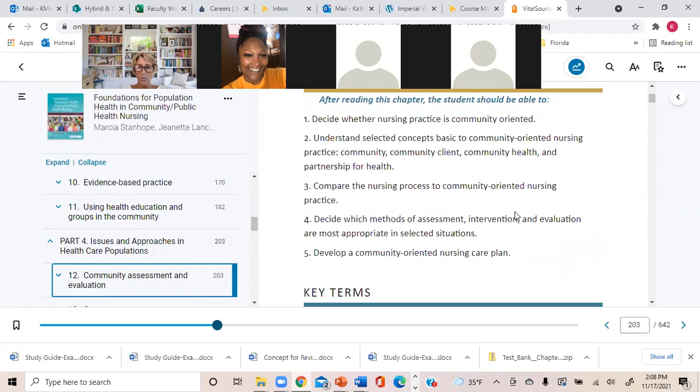Can we answer our questions? Can we answer our objectives? We know why community nursing practice does a community assessment: you are practicing in a community-oriented model. Do we understand that? Yes. I'm not answering for you, but we'll do that. Right? So do we understand selected concepts basic to community-oriented nursing?